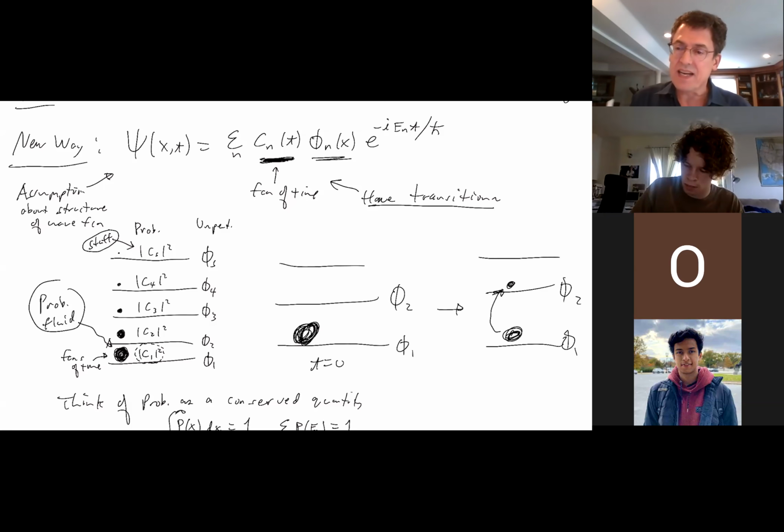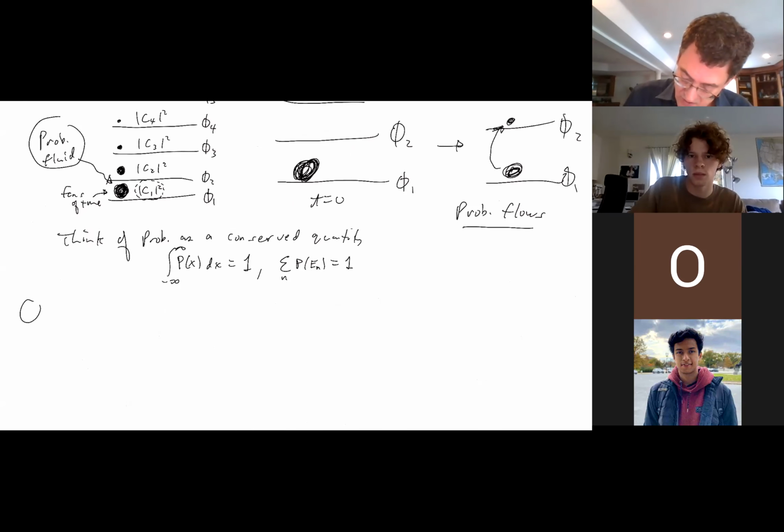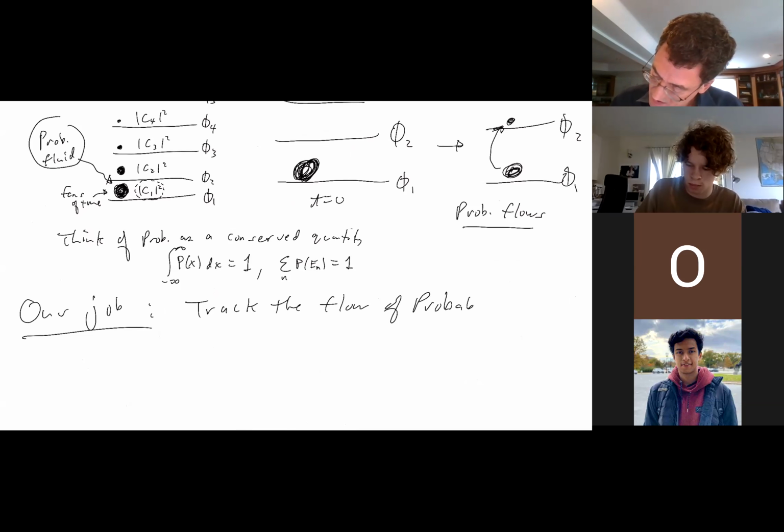The probability has moved. Think of the probability as flowing. The probability flows, and so our job is to track the flow of probability. And how do we track the flow of probability? The way we do it is by calculating something.